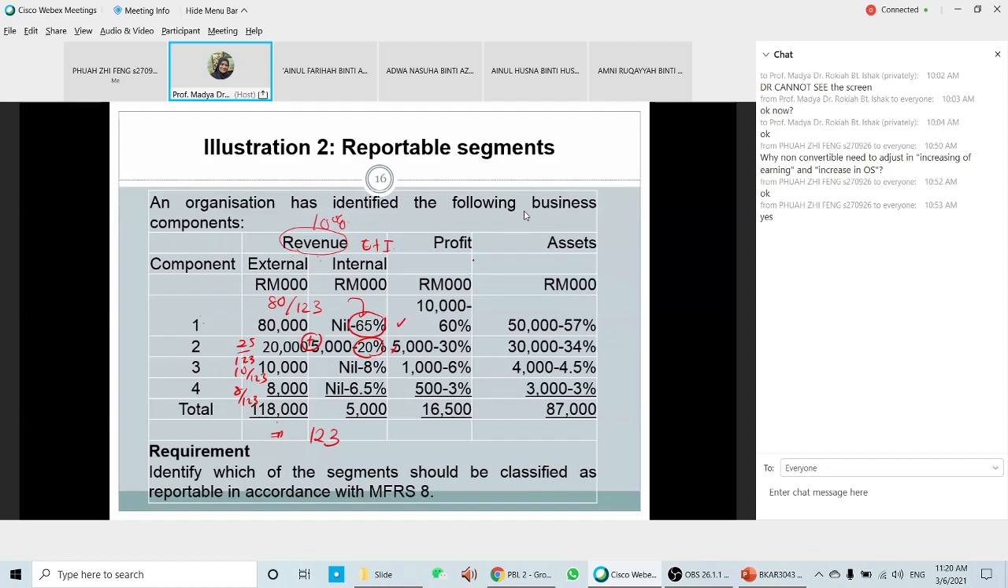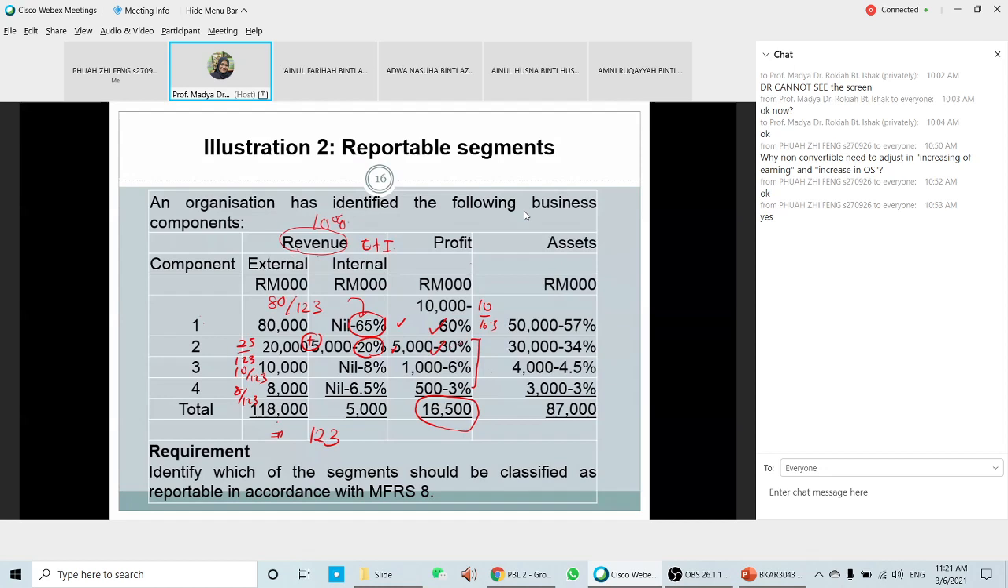Okay, now we're going to check for the profit here. The total profit that we have here, total of all the profit, is 16,500. In this case, it's simple because all the segments or components produce a profit. So total up, this one will be 10 divided by 16.5. All of these need to be divided by 16.5. So component A is considered as fulfilling the 10%, also for component 2.